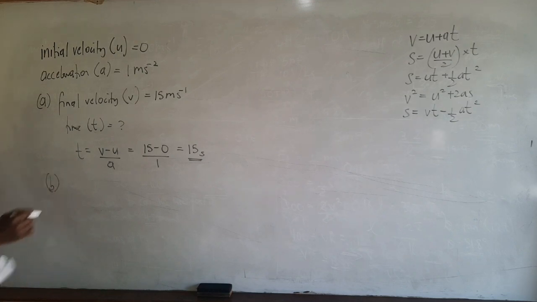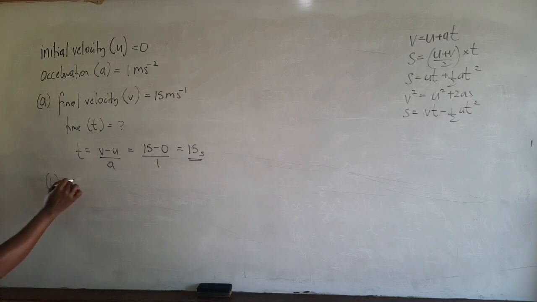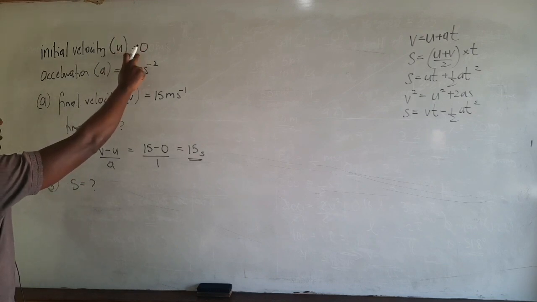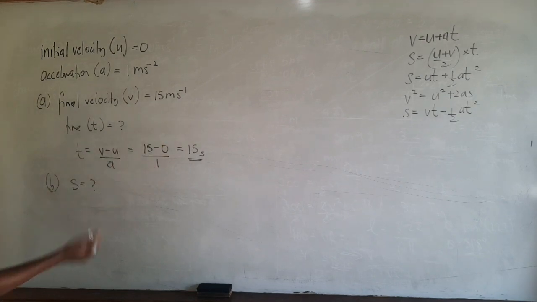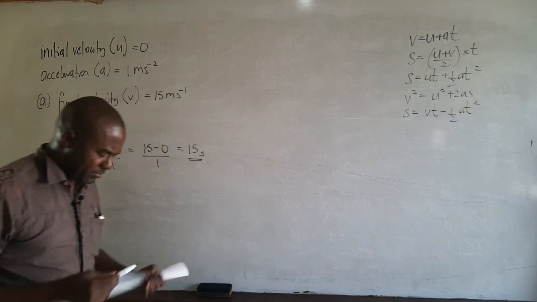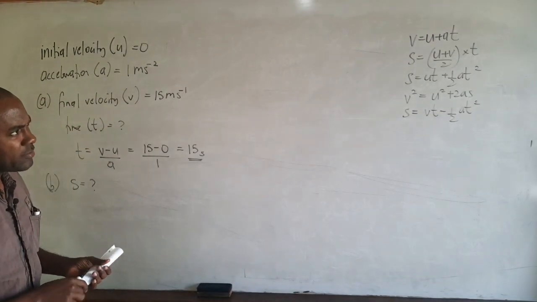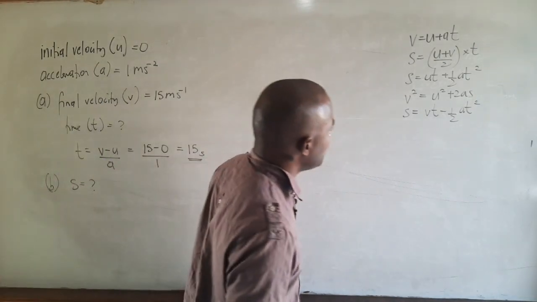Let's look at part B. Part B now asks us to find the distance traveled during this time. So in part B of the question, we want to find the distance traveled s. So we have all of this information from before: the initial velocity, the acceleration, the final velocity, and of course the time taken t. So once again, we can basically choose any of the equations which apply, right? So let's examine which equation we can use.